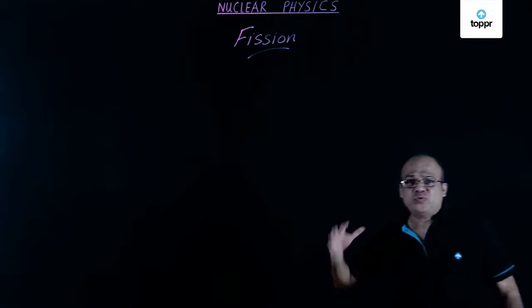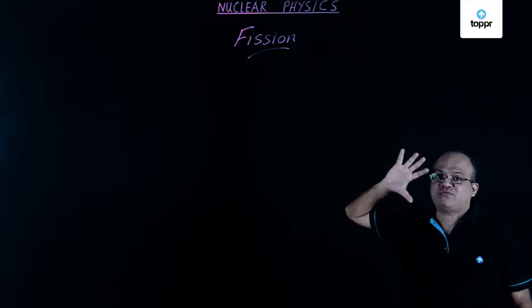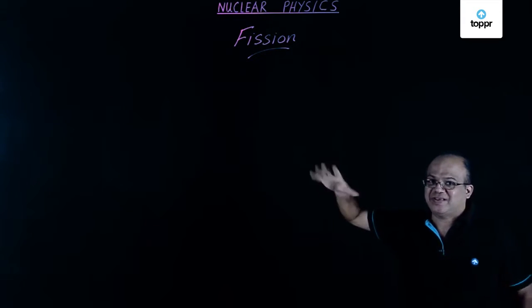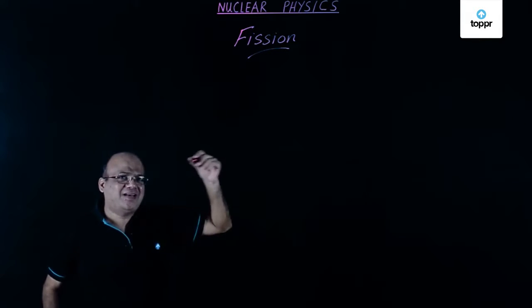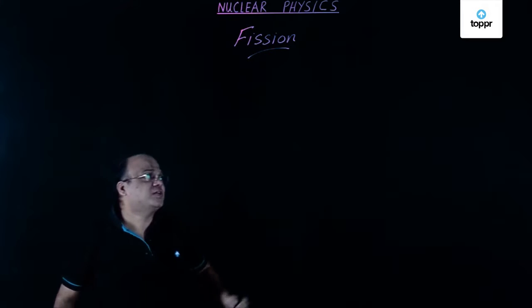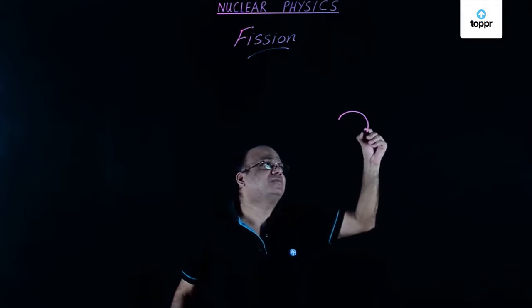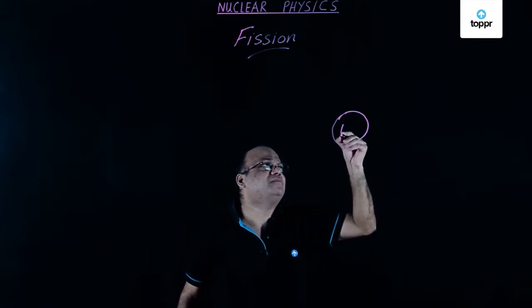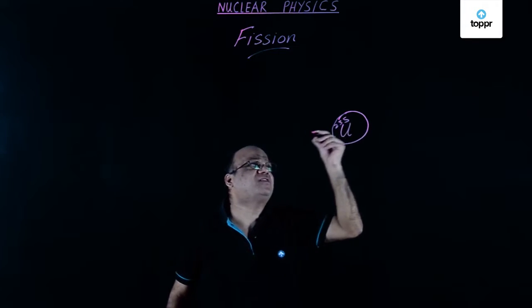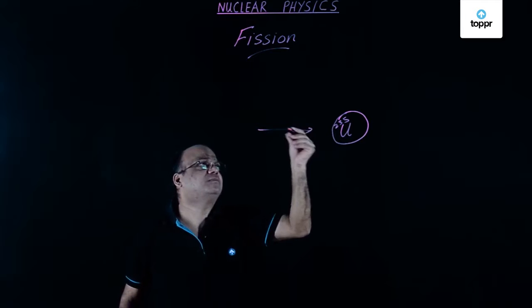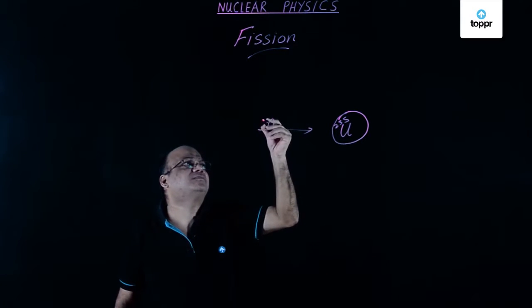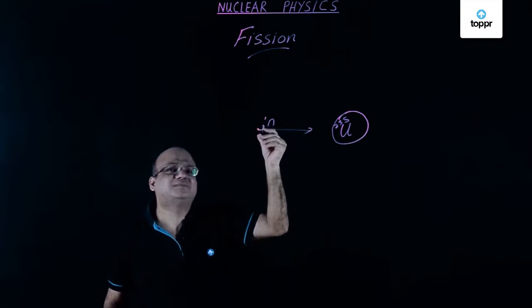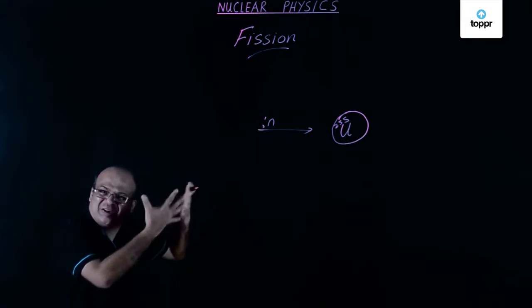In this lesson, we are going to learn about nuclear fission. Fission means breaking up. Fission is initiated when a heavy nucleus like uranium-235 captures a slow neutron, that is also known as thermal neutron, because the energy is in the thermal range.